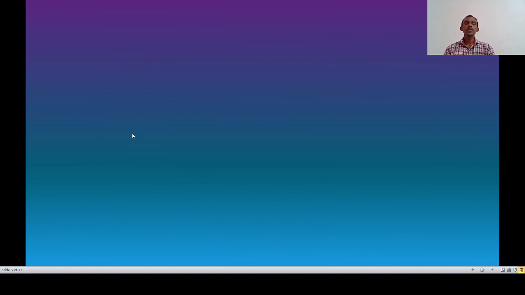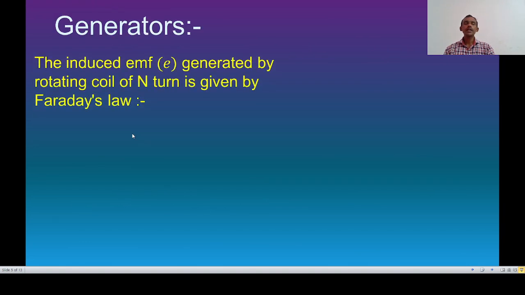The induced EMF E generated by the rotating coil of N turns is given by Faraday's law. You know that E is equal to minus N into d phi by dt, where N is the total number of turns of the armature winding, and d phi by dt is the change of magnetic flux linked with respect to time. Now phi is equal to BA cos omega t, we put it here. Now we get E is equal to minus N into d by dt of BA cos omega t.